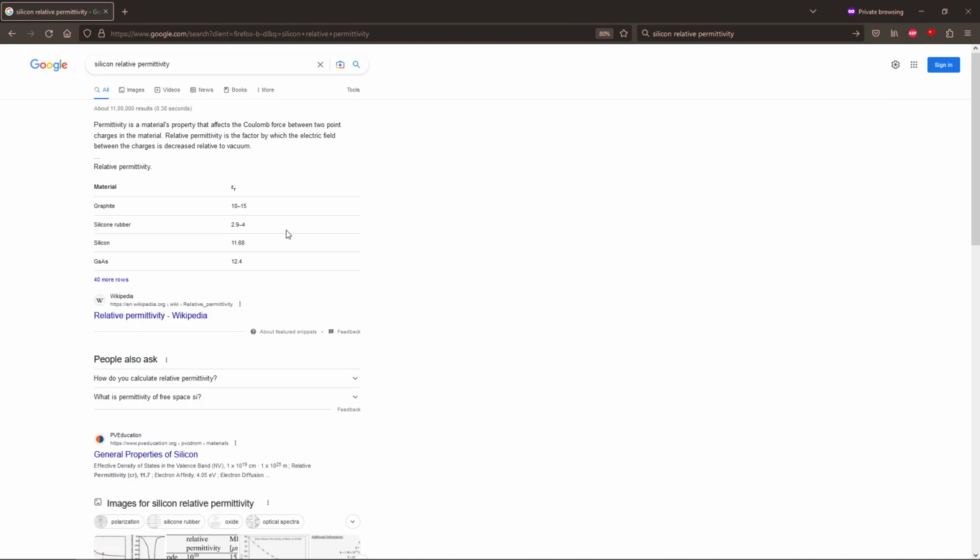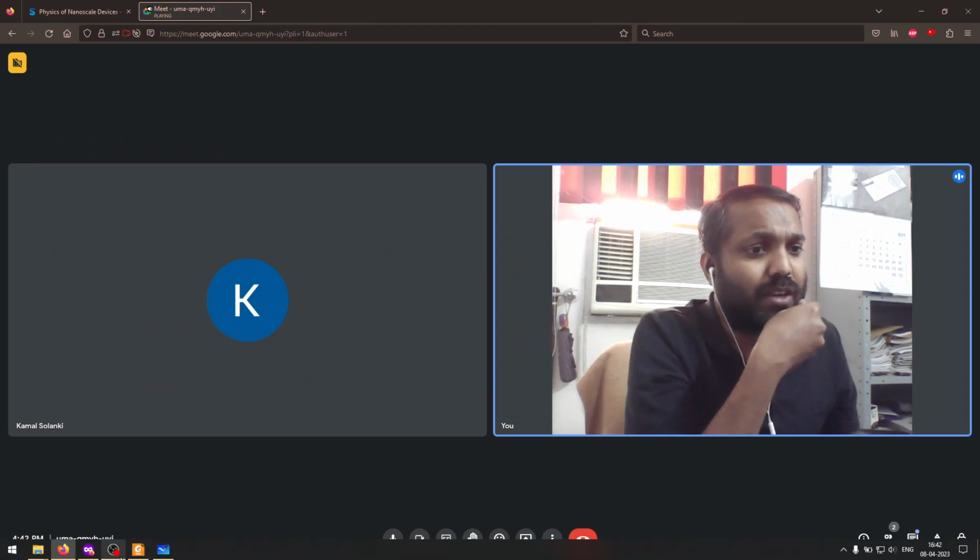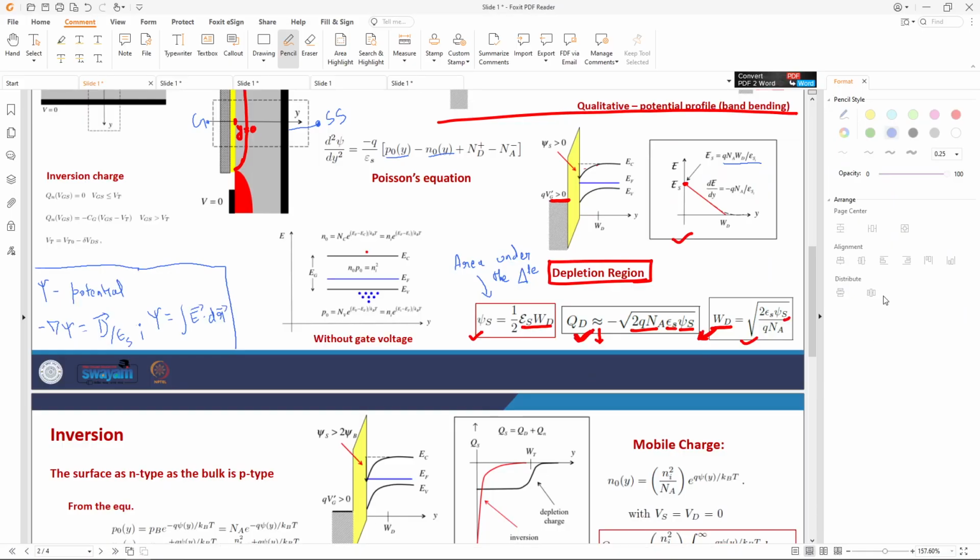Yeah, it's around 11, around 12 for silicon. Okay, sir, yeah, I was remembering it correctly. So, can you quickly calculate what the depletion layer thickness will be for psi s equal to 1, and assume Na is some 10 to the power 16 per centimeter cube? Can you substitute these and calculate?